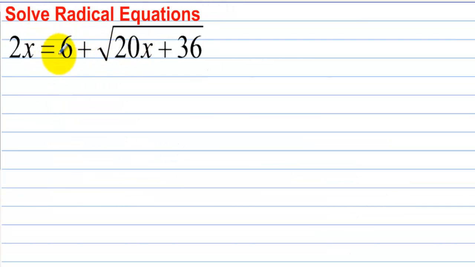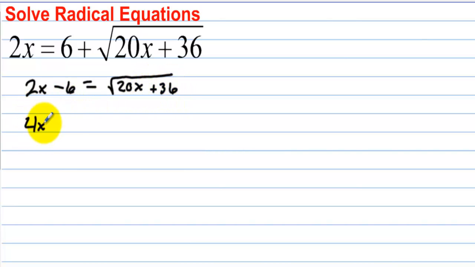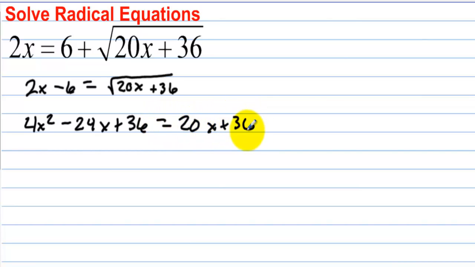On this one, we can isolate the radical, so let's minus 6 over. We get 2x minus 6 equals the square root of 20x plus 36. Now we can square both sides. We get 4x squared minus 24x plus 36, and that's equal to 20x plus 36. Well, we can subtract 36 from both sides, and we can minus 20x. So we get 4x squared minus 44x equal to 0.